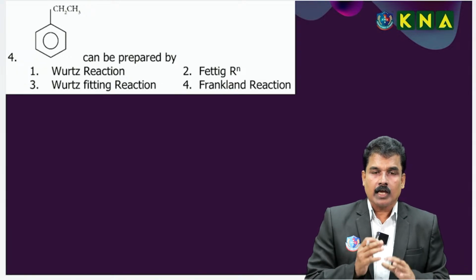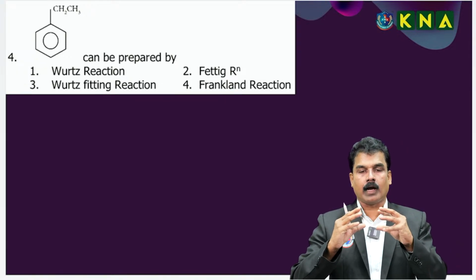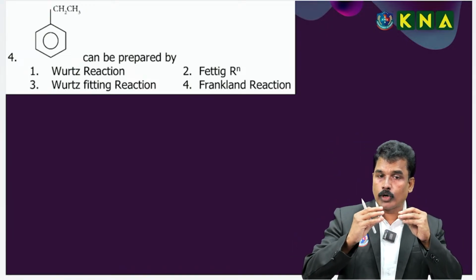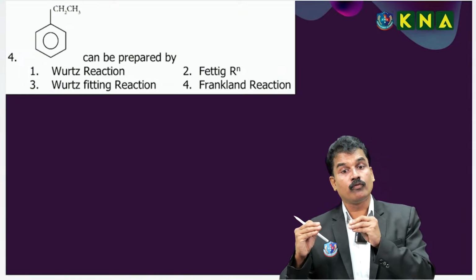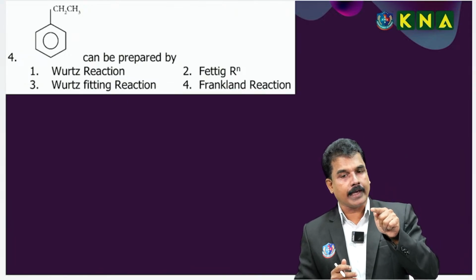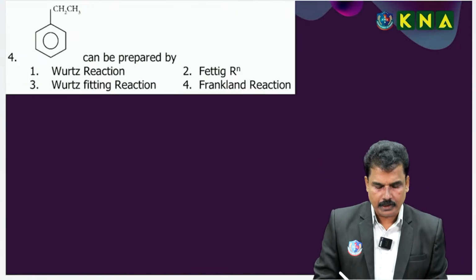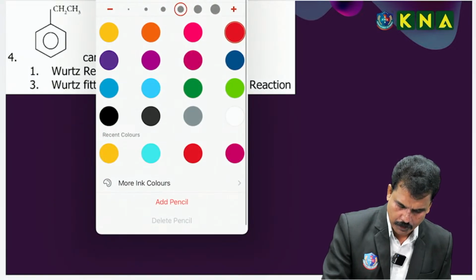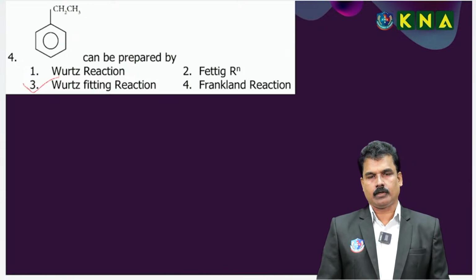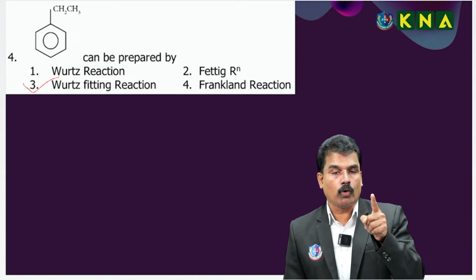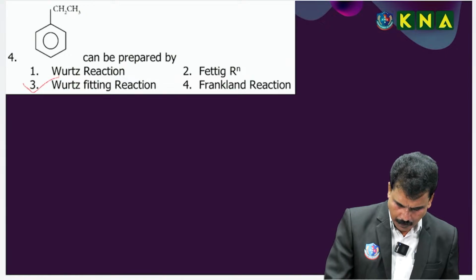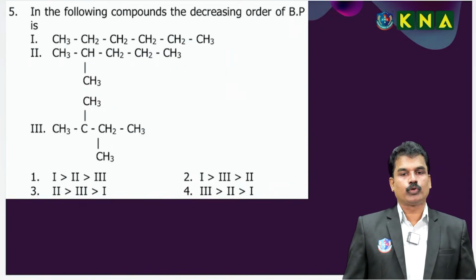Which is that reaction? If haloalkane alone we are conducting, the reaction we are calling Wurtz reaction. If haloarene alone you are taking, the reaction we are calling Fittig reaction. Here the product is the combination of haloalkane and haloarene, so the reaction is called Wurtz-Fittig reaction. So which is the correct option? Third option will be the correct option. Wurtz-Fittig reaction is the reaction between haloalkane and haloarene. Is it clear? Okay. Shall we move to the next question?